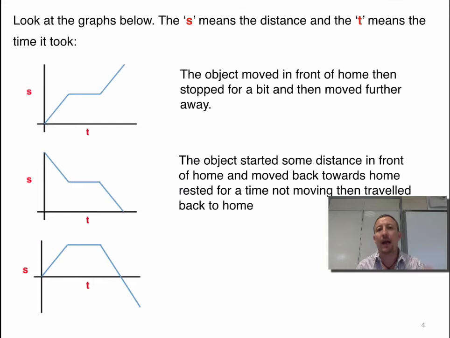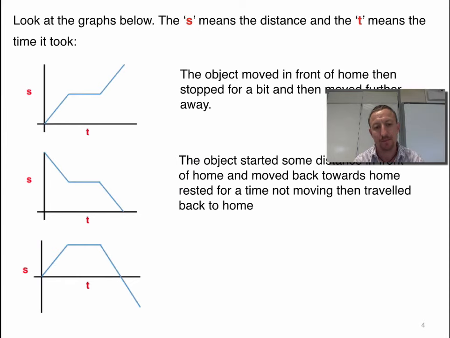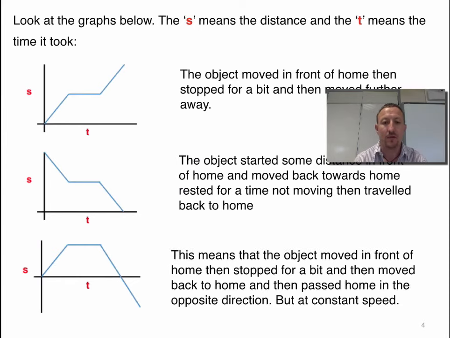It's like going up to a certain point, remembering, let's say, you've forgotten something, you go back home, you get that thing, but you don't stay there, and you carry on in the opposite direction. Notice that the speed above and below the line for that last section is exactly the same. To recap, the object moved in front of home at a constant speed, then stopped, and then moved back to home, again at a constant speed, passed straight past home, and went in the opposite direction a certain distance.